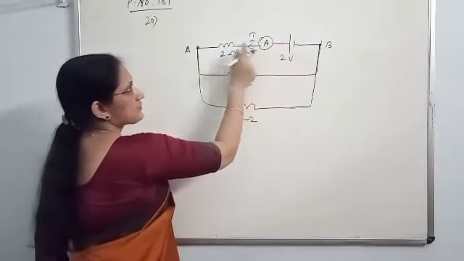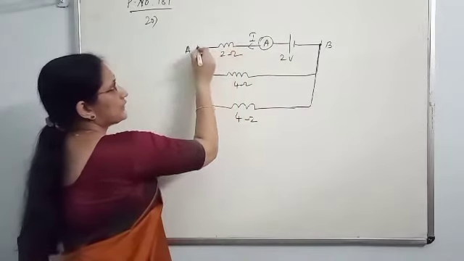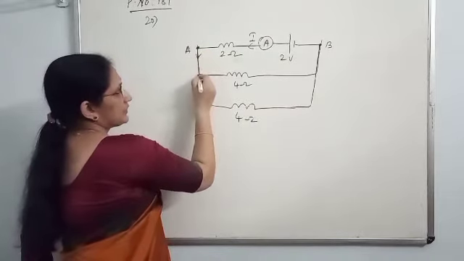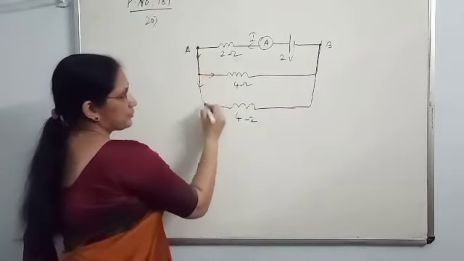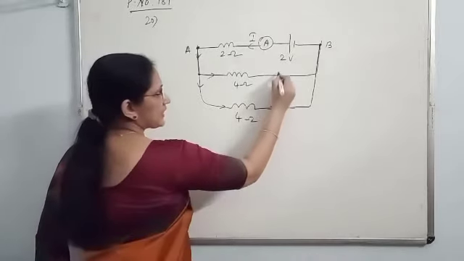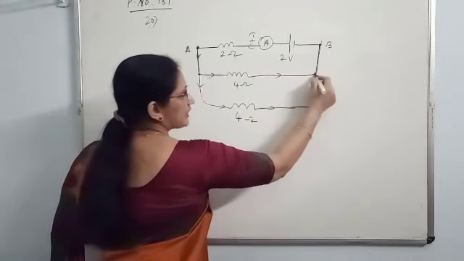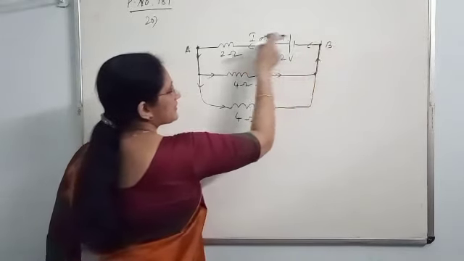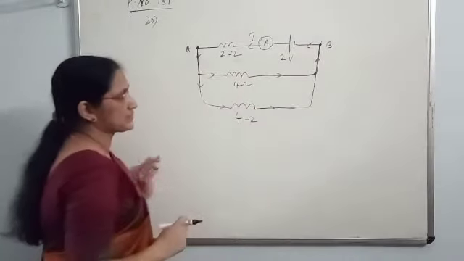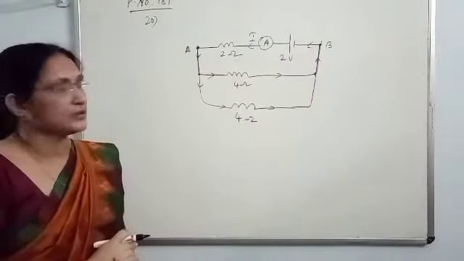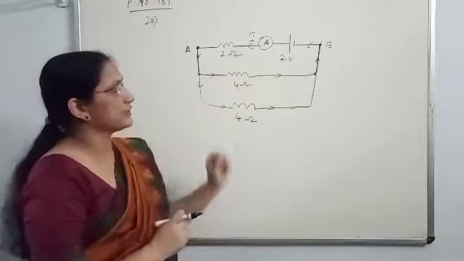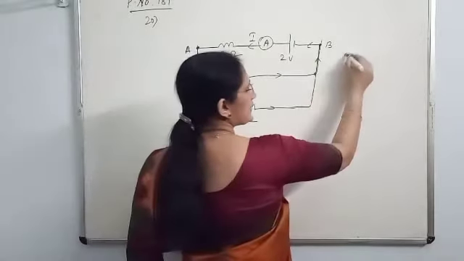Current will flow in this way. It flows through 2 ohm at this point. Here at this point it will split in two parts. One part will flow through this branch, second part here again combines and comes out. In this way the circuit will be completed. So how to find out the I value? The formula for I is V by R.